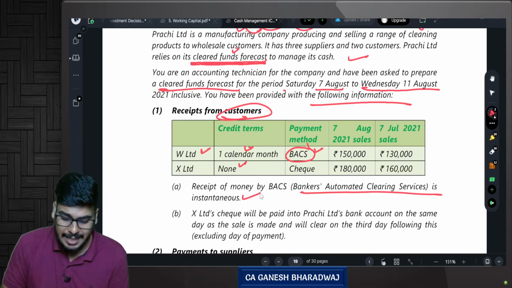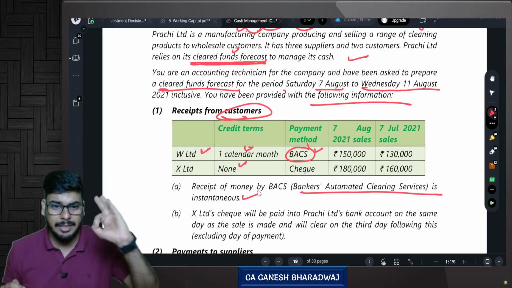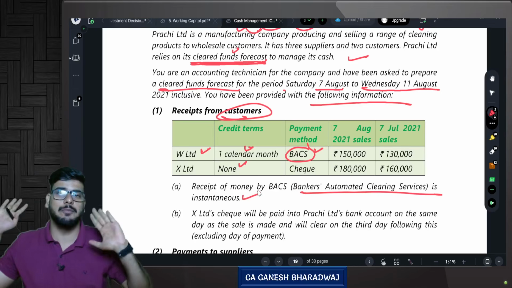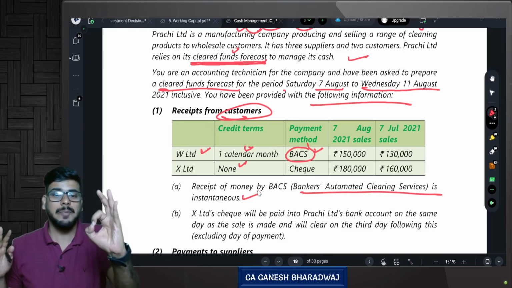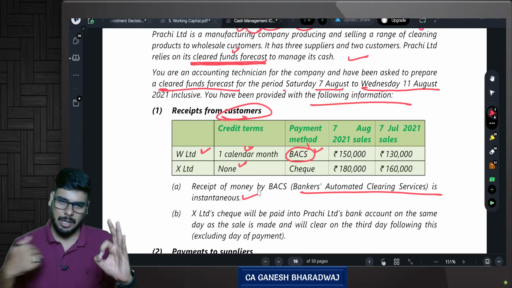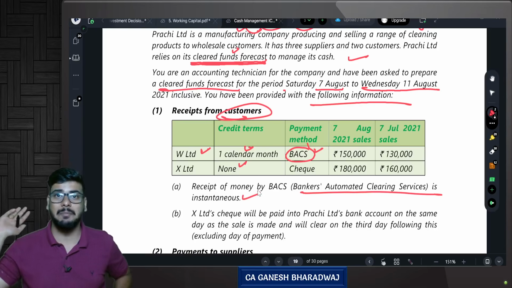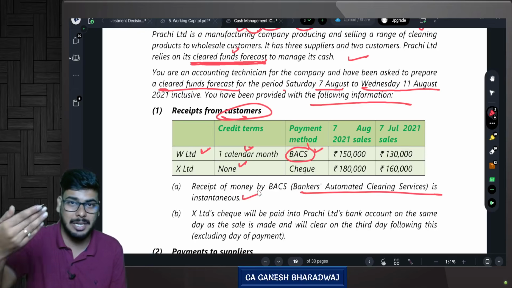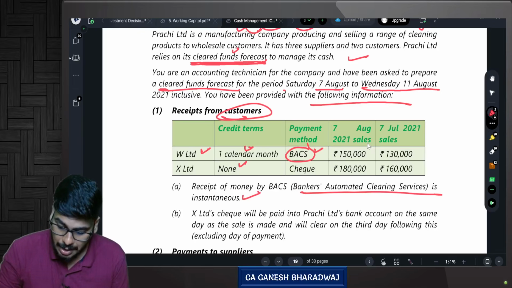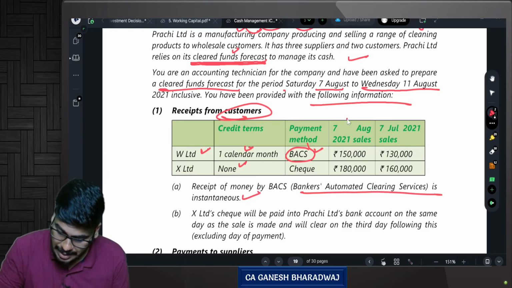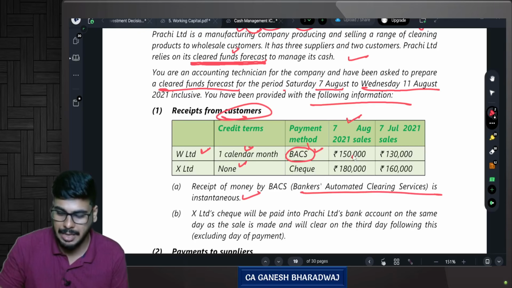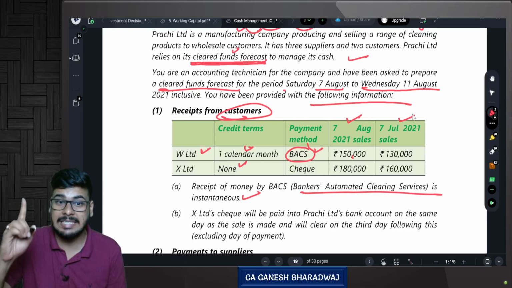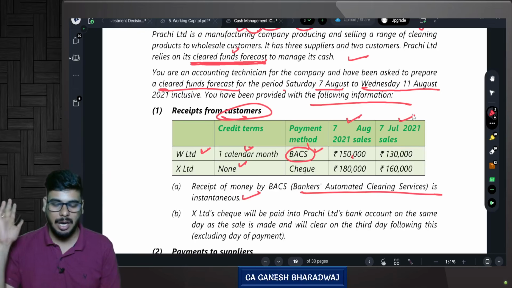And it is instantaneous, meaning the moment they make the payment, it will immediately come to my bank account. Are you clear? The moment my customer initiates the payment from his bank account, it will be credited instantly in my bank account. This is something similar to your GPay or IMPS. Immediate transaction will happen. Now, the sales value made on 7th of August is given. The sales value made on 7th of July is also given. Are you clear with this?